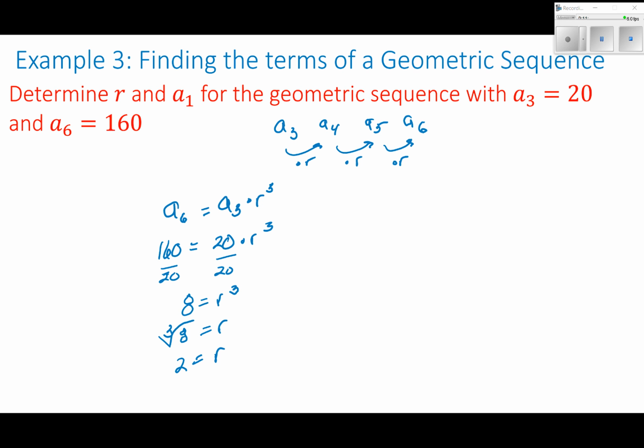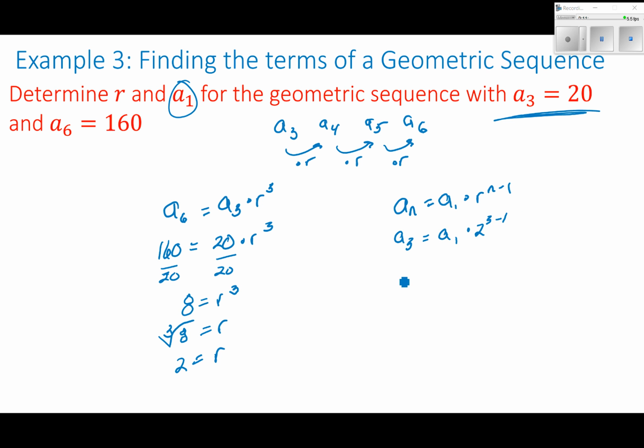So now I know exactly what r is going to be. Now, if I want to find out what a sub 1 is, I can go back to my formula where a sub n is going to be a sub 1 times r to the n minus 1. And I can just pick any value that I want. Well, I know a sub 3 is 20. So I'm going to say a sub 3 is going to be equal to a sub 1 times my r, which I know is 2, to the n minus 1. So this would be 3 minus 1.